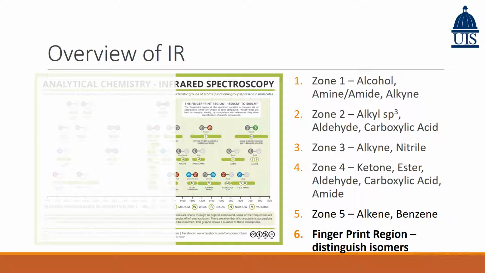And then our zone 6, our fingerprint region, is not useful in distinguishing what functional groups are present, but it's really useful in being able to distinguish isomers from each other. So you have 2 people who look alike, but you can tell them apart because they've got different fingerprints. Same thing with this.